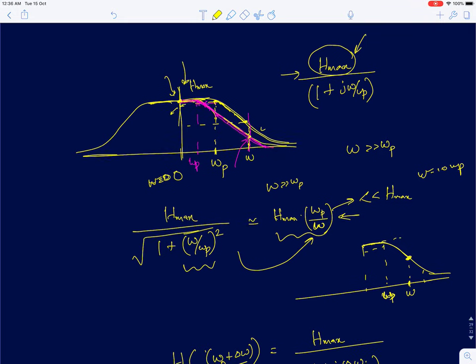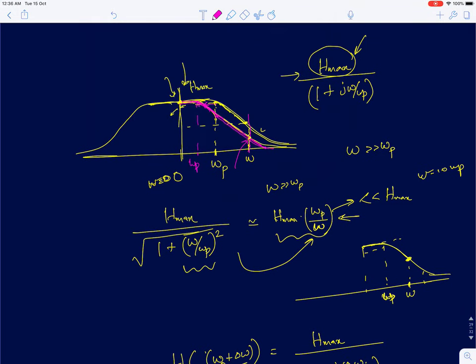Now here we can see, shown in the pink color, that if I reduce my pole frequency omega p, then for the same value of omega, you are going to get a better rejection or a lower gain. A better rejection means it's reduced by a larger value. Here, the value is going to be smaller compared to what it was before. So from this, we can say that it's going to become narrower around the origin if you reduce your omega p.